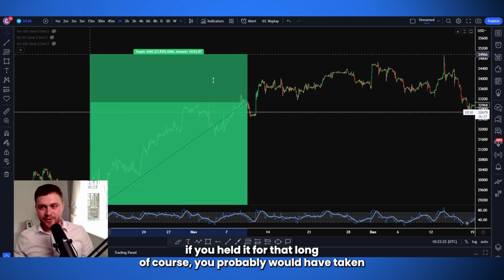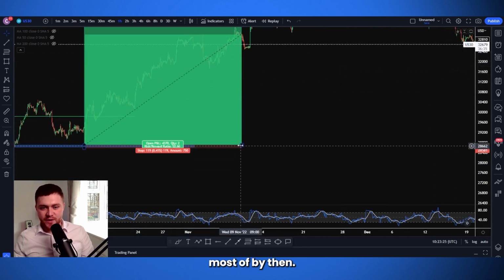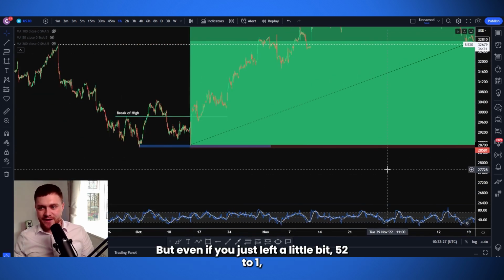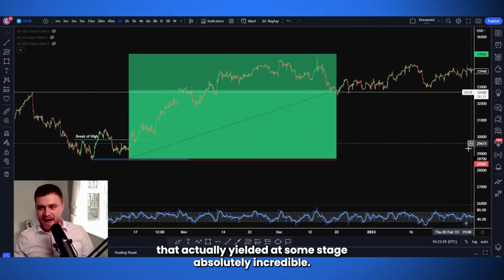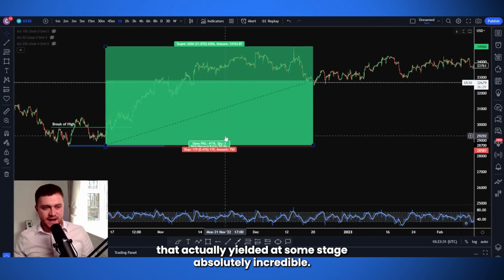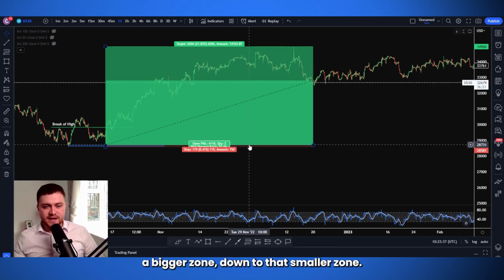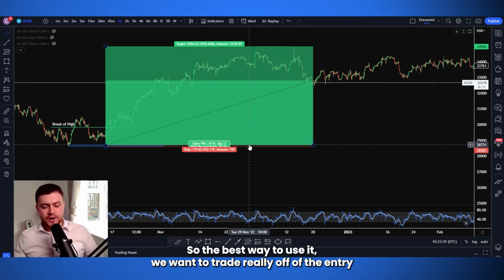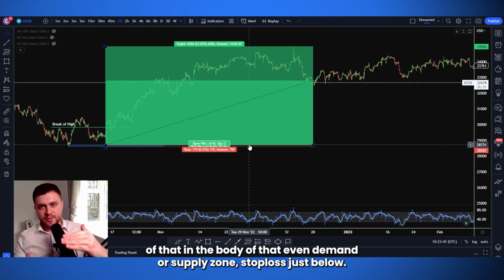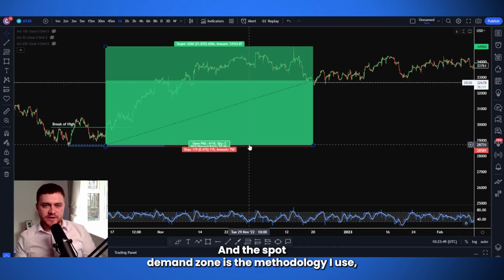If you held it for that long, of course, you probably would have taken most off by then. But even if you just left a little bit, 52 to 1, that actually yielded at some stage. Absolutely incredible. And the way that we can use refinement to get a bigger zone down to that smaller zone. So the best way to use it, we want to trade off the entry in the body of that demand or supply zone. Stop loss just below, and the supply demand zone is the methodology I use.